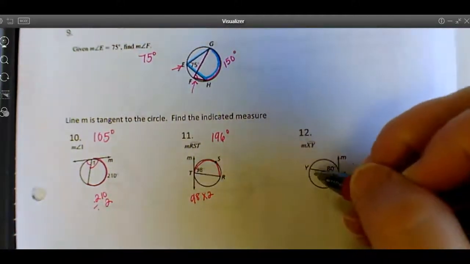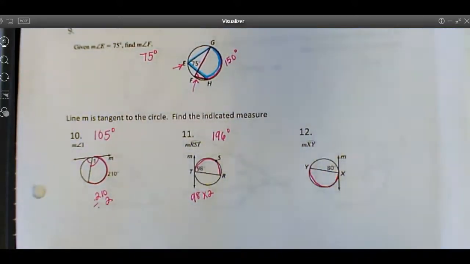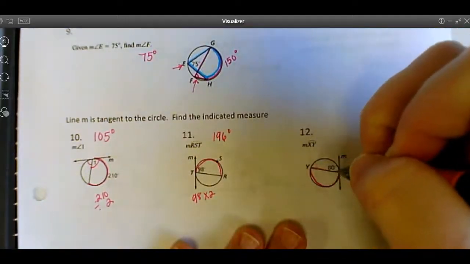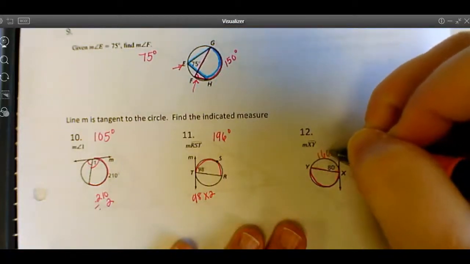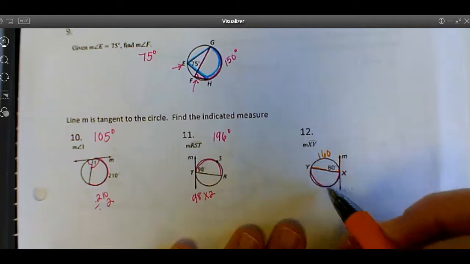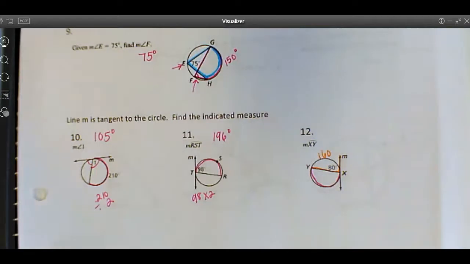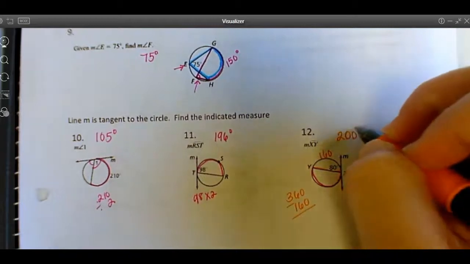Okay. Over here, it wants me to find XY. Couple ways you can do it. I can multiply, like here is the 81. I can multiply that 80 by 2 to get this side. And then how would I get this side if I figured out that side? The whole circle's 360. So 360 minus 160. And I get 200.